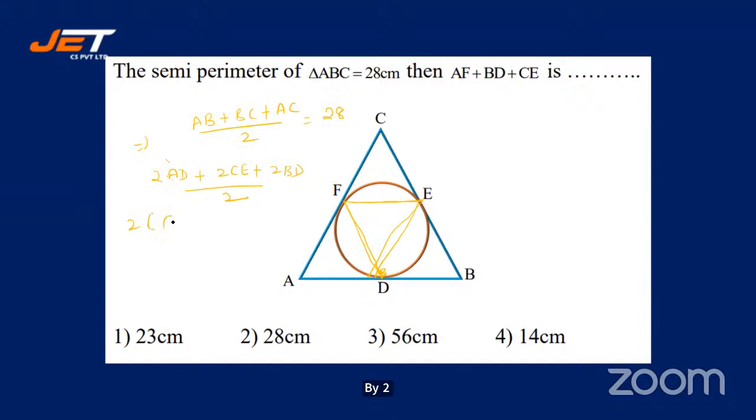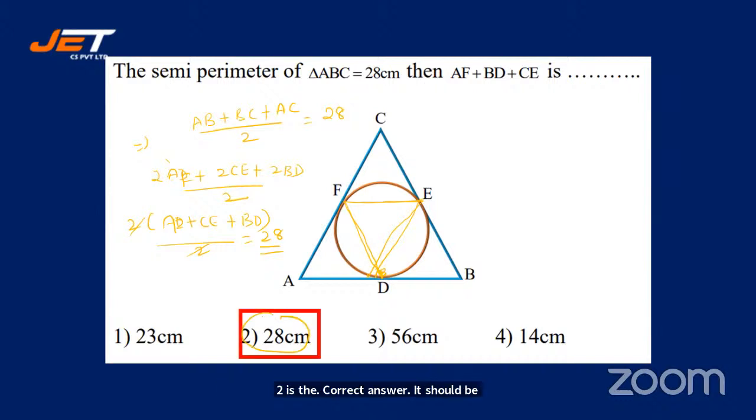So we are taking 2 outside: AD plus CE plus AF. So AF plus CE plus BD, by 2, 2 gets cancelled. So this would be the same answer. So that is why option 2 is the correct answer. It should be. Let's see. Yes, it is option 2.